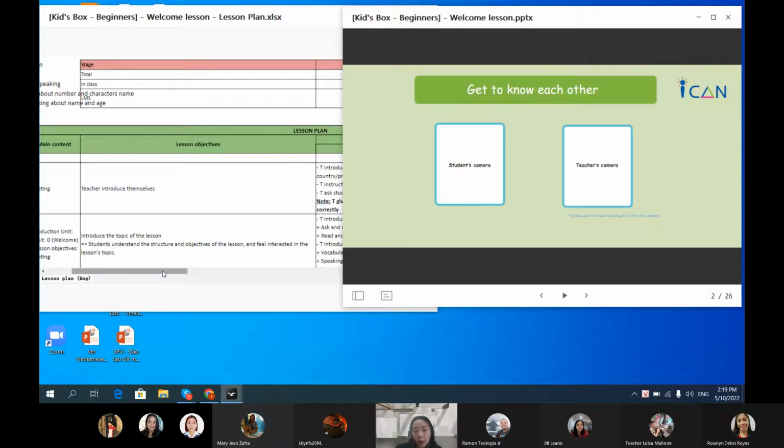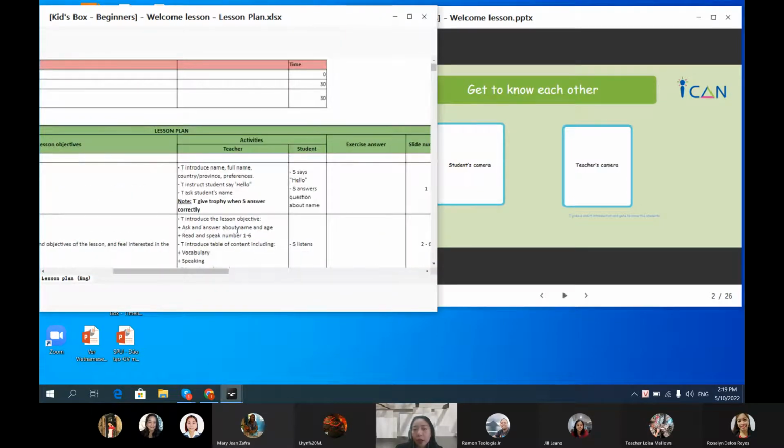For example, the teacher has to introduce their name, full name, country, or references. And the teacher has to instruct the students to say hello, and the teacher asks the students' names, for example. We would do it all here, okay? Get to know each other first, and then go to the next slide.